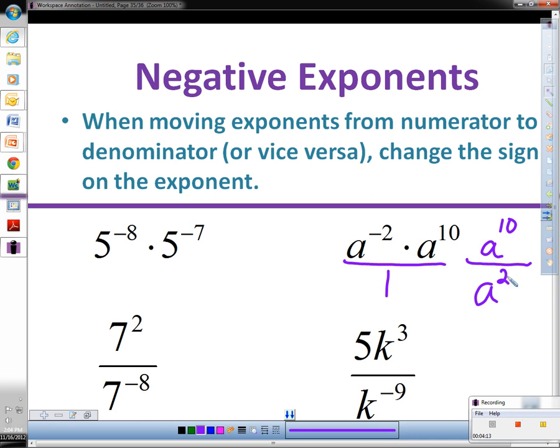Or we can picture 10 a's on top, 2 a's on bottom. The 2 on the bottom are going to cancel out with 2 on the top, and we're left with 8 a's on the top and nothing on the bottom. We can write this over 1, but more simplified, we would just say it's a to the 8th power. You don't need to put it over 1.